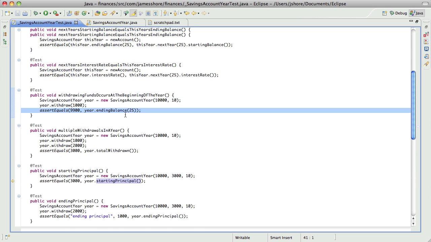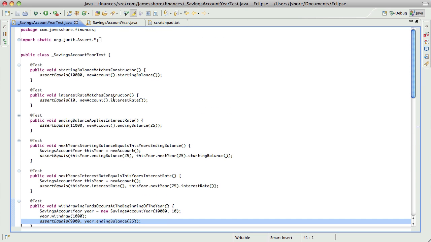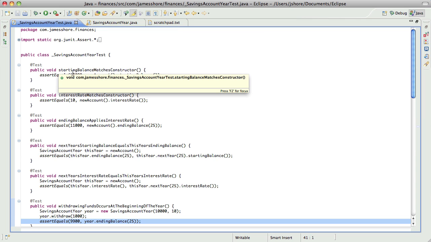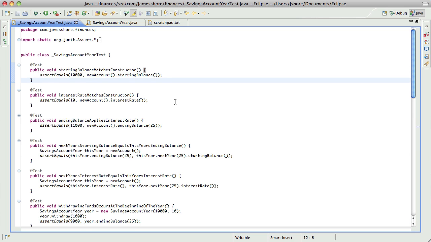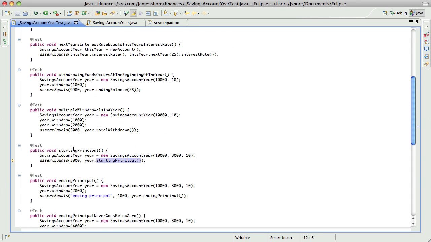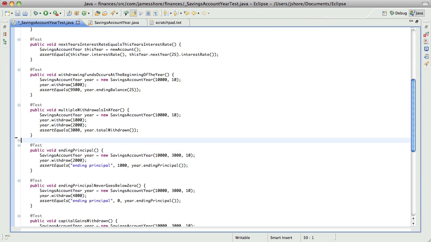Well, let's write a little test to see if the capital gains is working. So starting balance matches constructor. Do we have a test on starting principal? Yes, we do. Let's pop that up.